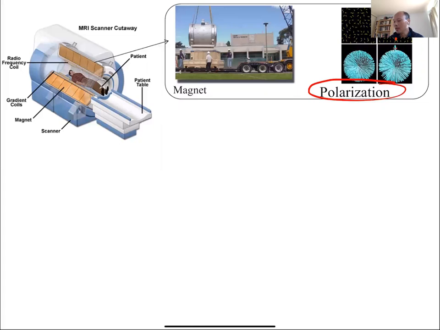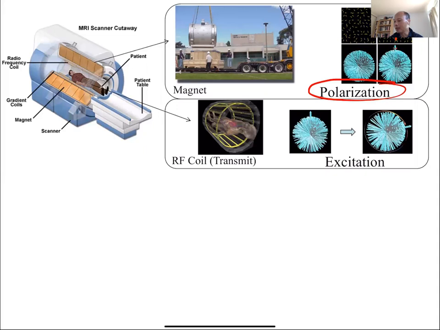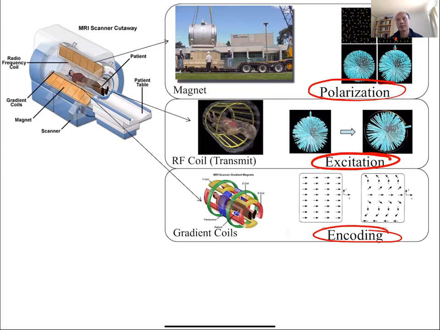The next thing, so that's one coil, then the RF coil is transmit, and its job is excitation. Okay, so that's where we take that polarization and tip that magnetization away from its equilibrium point. That process is called excitation. The gradient coils then come, and their job is encoding. Okay, and so that's gonna take the magnetization, and in different places in space, make the magnetization move in different ways. And that's gonna allow us to do our imaging.